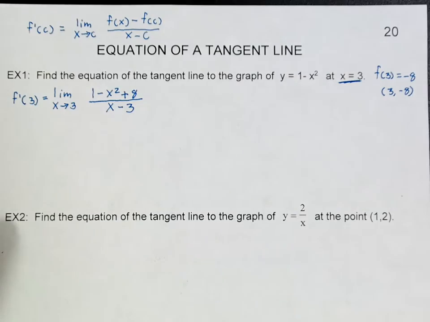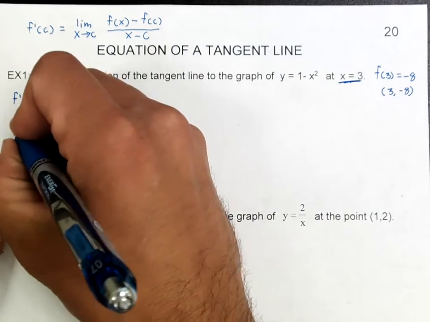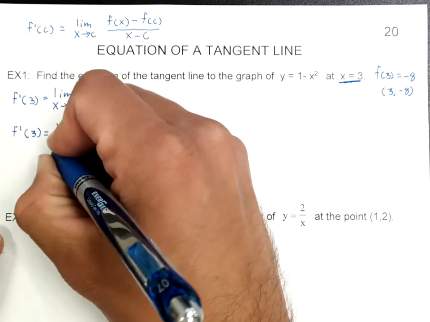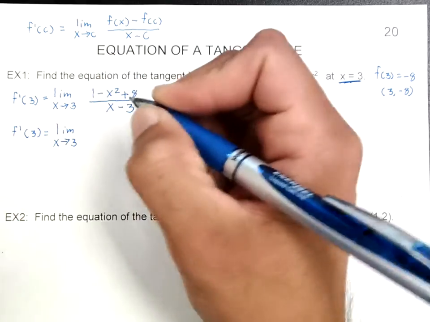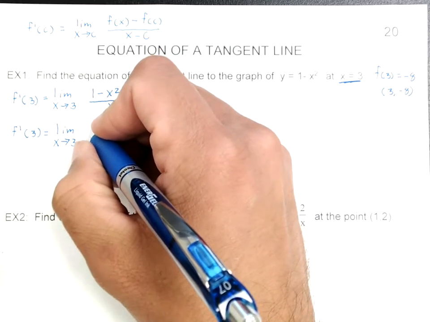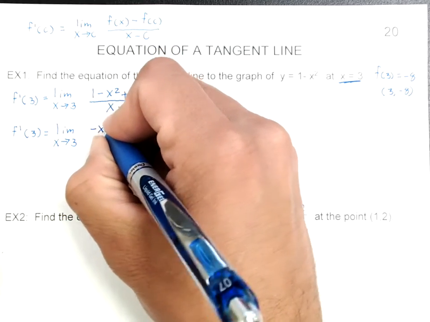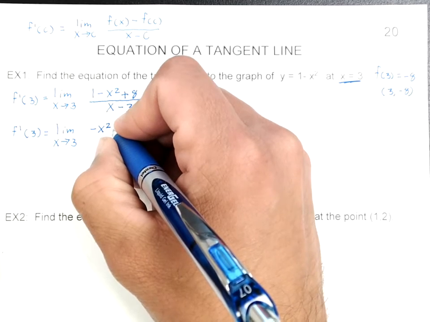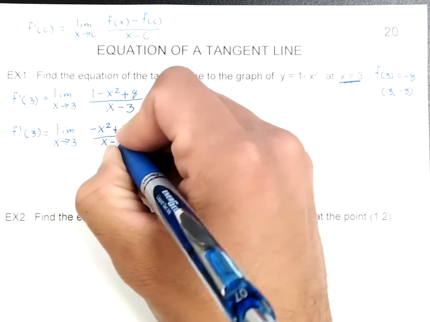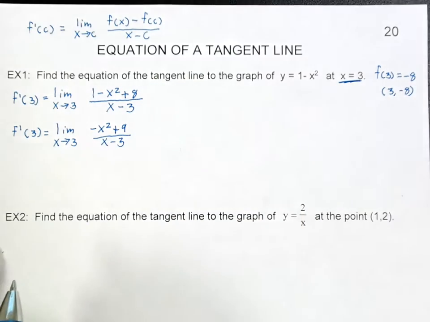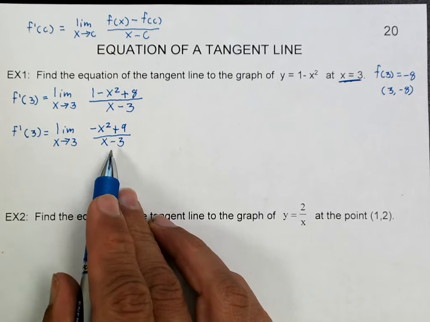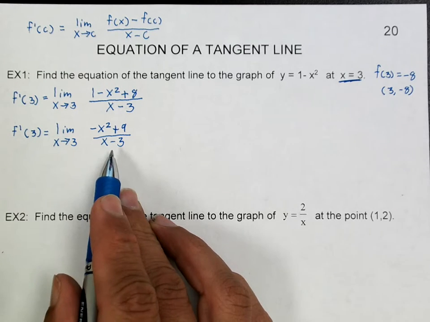Okay, now we're going to add like terms before we try to even plug in the limit. So I have, let's see. Okay, I'll write it in 2 steps. I have negative x squared plus 9 over x minus 3. Right, now notice that I should always try to plug in the limit. If I plug in the limit over here in the denominator, it'll give me a 0 in the denominator. So therefore, I should try to factor.